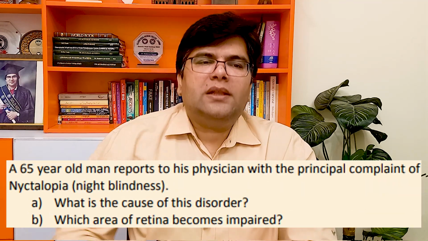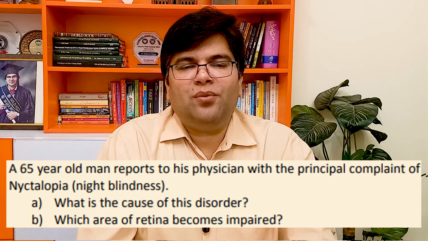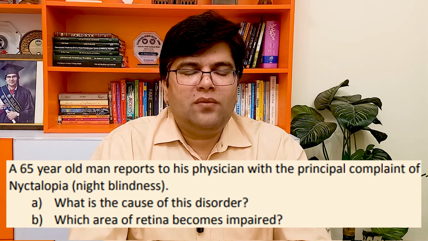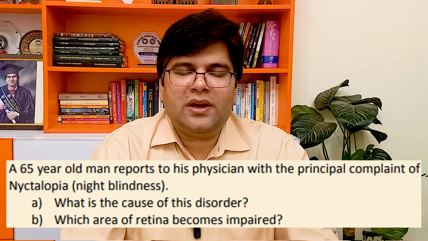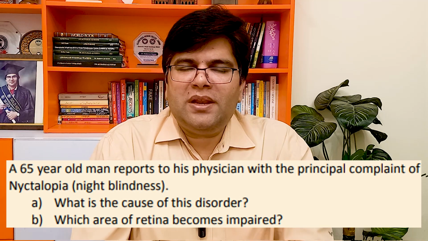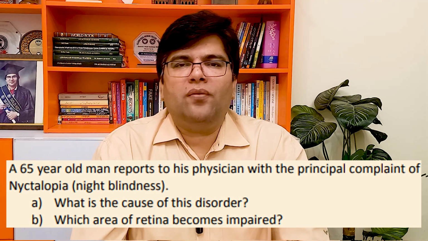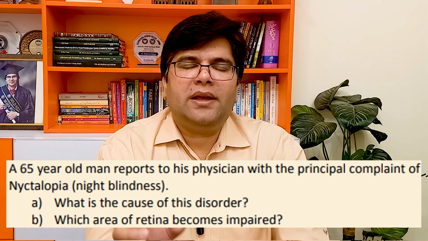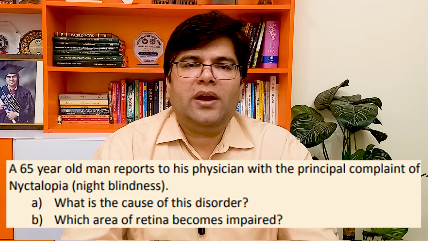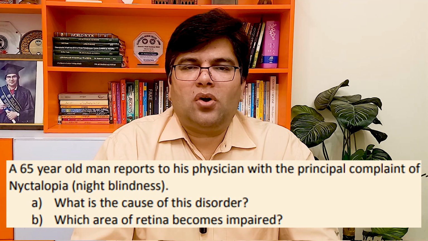Another question is, a 65-year-old man reports to his physician with the principal complaint of night blindness. What is the cause of this disorder? Vitamin A deficiency. Which area of retina becomes impaired? Vitamin A is stored in the pigment layer of retina. So it means the pigment layer of retina will be having less stores of vitamin A. And this vitamin A is required for the photoreceptors, rods and cones.